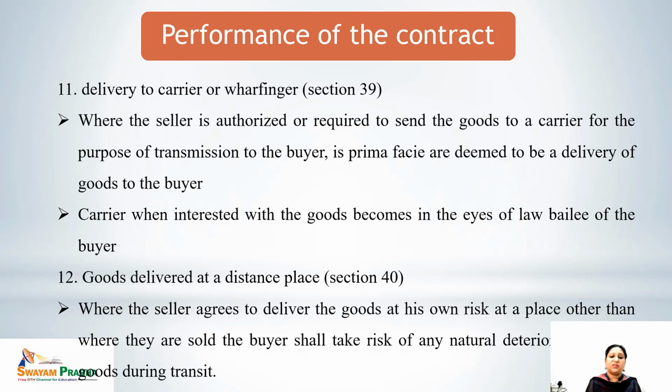Goods delivered at a distant place. If the seller agrees in the contract that he would deliver the goods at some distant place which is far away from his own place, the seller would be responsible for the delivery of the goods. He has to take the goods to that place at his own risk. That means all the things are to be taken care of by the seller, but the buyer should also take the risk of the natural deterioration of the goods during the transit. Let's take the example.